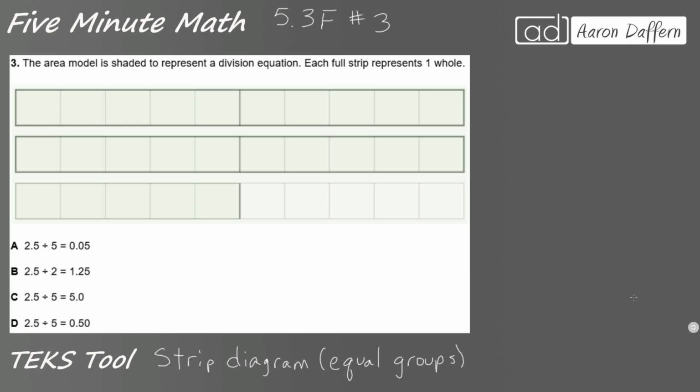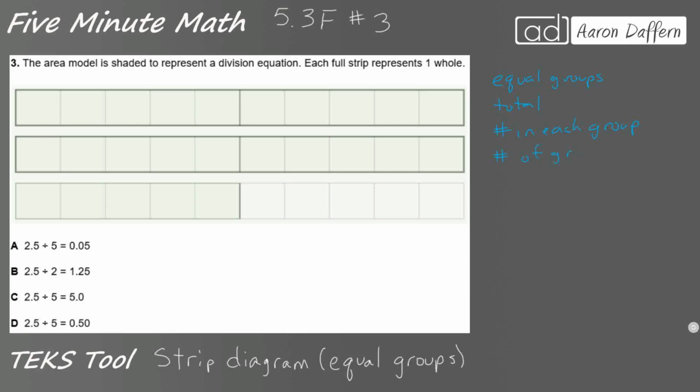So we have an area model here, and it's supposed to represent division, and we need to turn it into a division equation. Typically when we're dealing with division, there are a few things we're looking for. We are looking for something that lets us know that we're dealing with equal groups. We are looking for the total, the number in each group, and/or the number of groups.